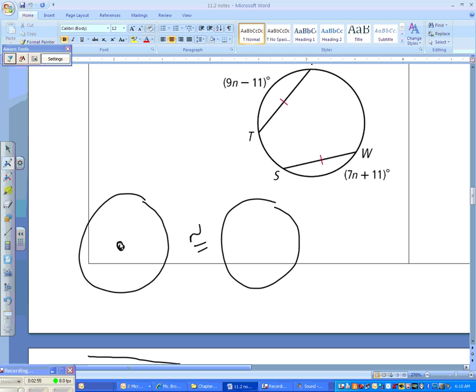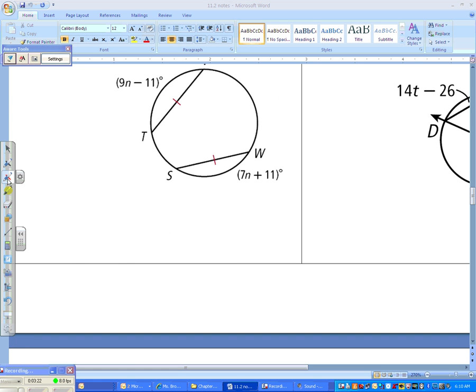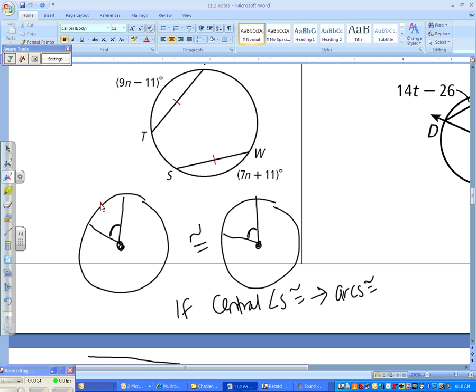Let's say there are the centers of my circles. Let's say I have two radii, and remember, in between these two radii are angles, and these angles are congruent to each other. Well, if the central angles are congruent, that means the arcs are going to be congruent, and that means the chords are going to be congruent to each other.